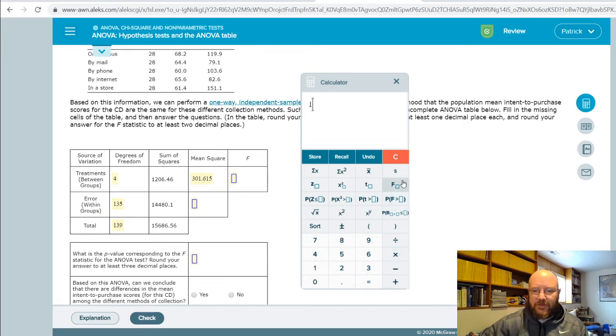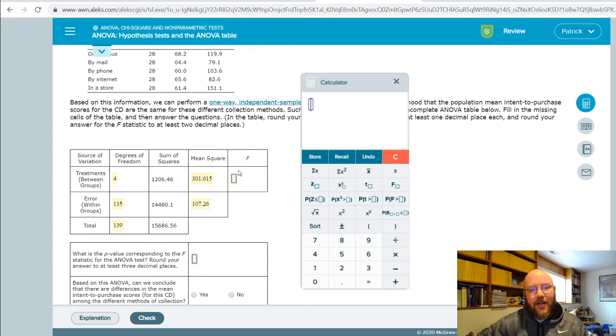Okay, same thing with over here, 14480.1. Oh, oops, don't jack it up, man. Sometimes I use the mouse and sometimes I use the 10 key. It just depends on whether or not I'm too lazy to move my arm. So take that and divide it by degrees of freedom, 135. There we go. 107.26. And so that gives us our estimates for each one of those.